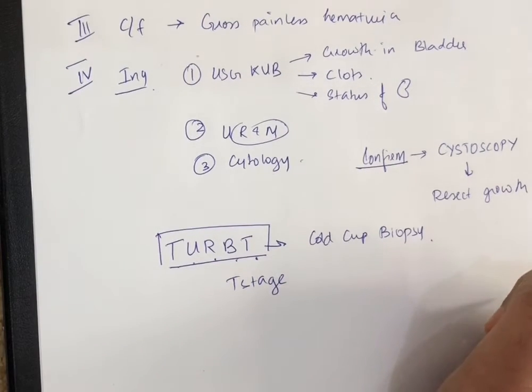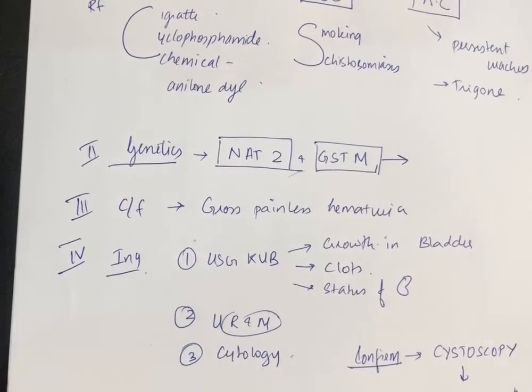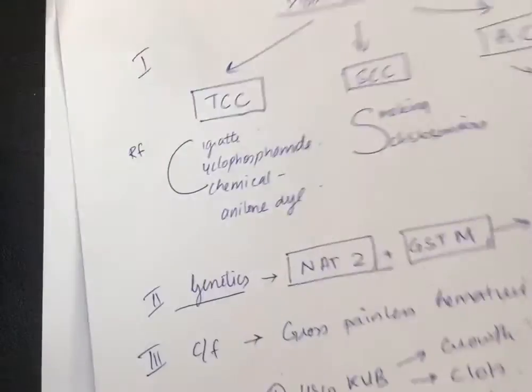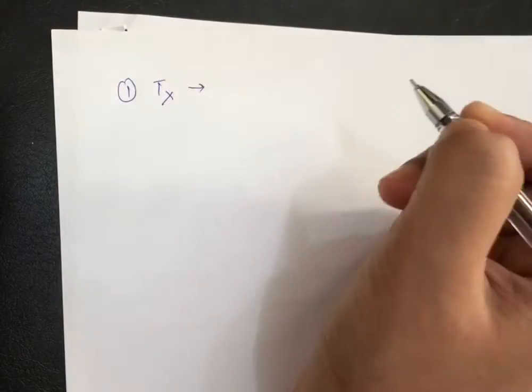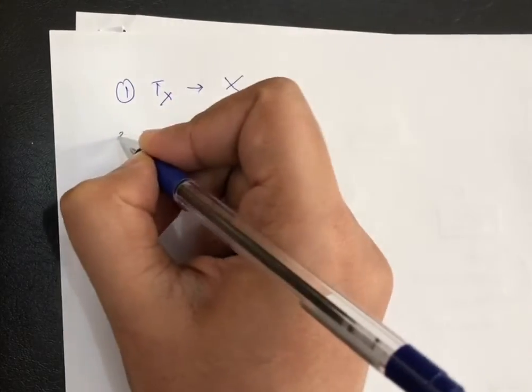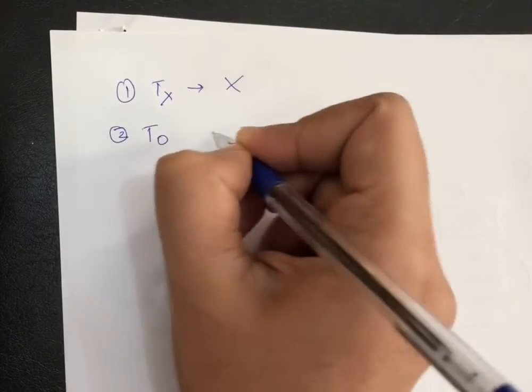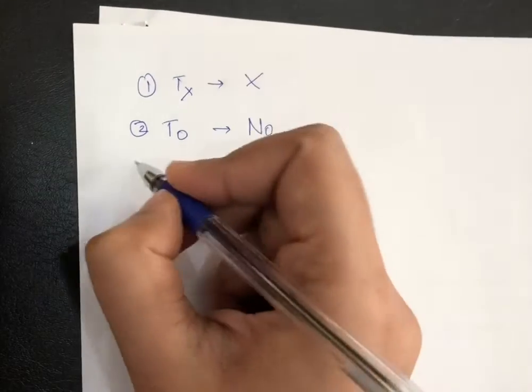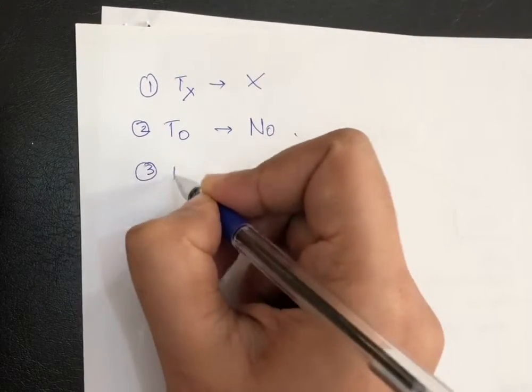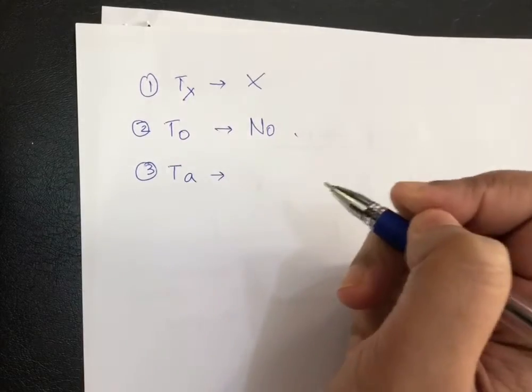Now coming to the staging of bladder cancer. There are 4 grades of bladder cancer. The first one is TX. TX means the primary tumor cannot be assessed. Then the second one is T0. T0 means there is no evidence of tumor. Then the third one is TA. What is TA? It is non-invasive.